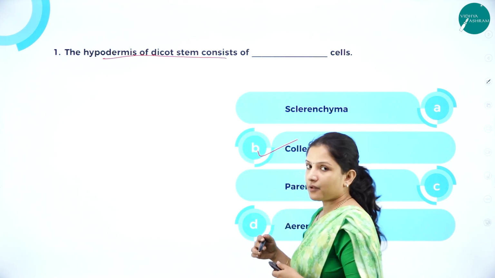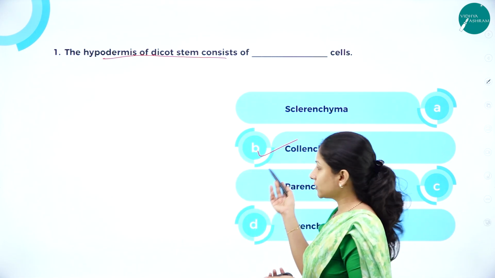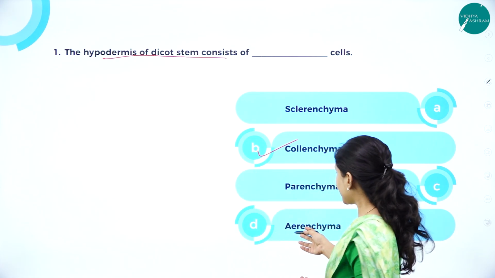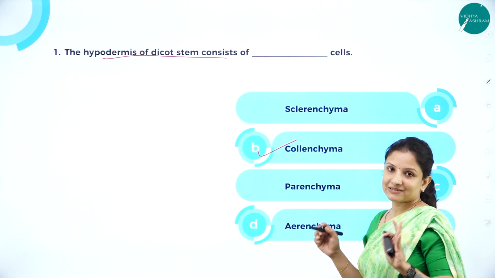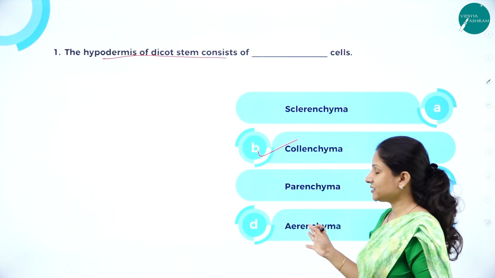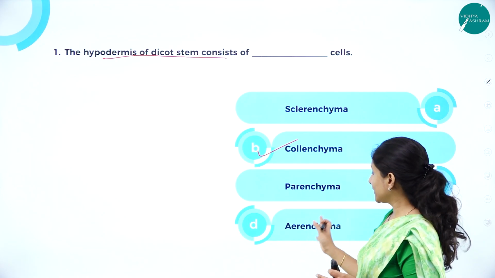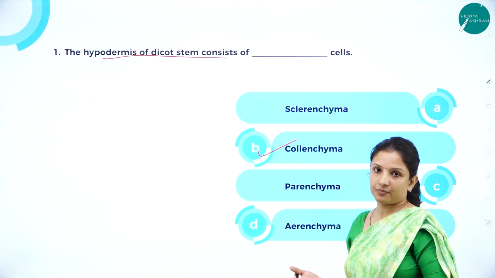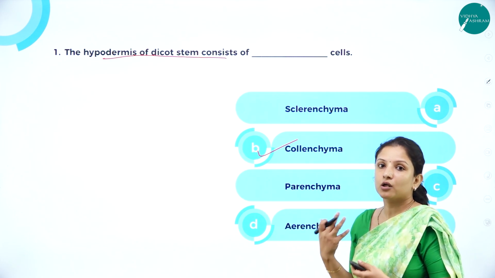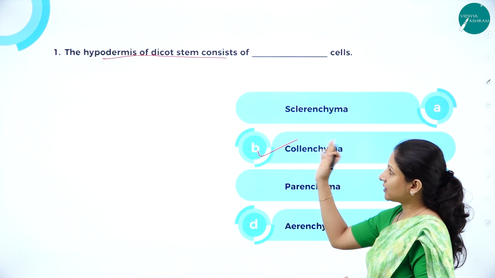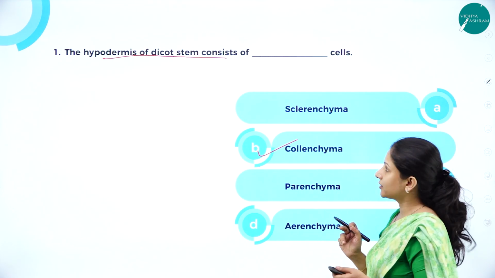Of course, parenchyma only, but what type of parenchyma? It is collenchyma. So the option that needs to be chosen here is option B. It's not aerenchyma. Those parenchyma cells which have large intercellular spaces or air cavities, we call them aerenchyma. And that you usually find in hydrophytic plants, the plants living in water like lotus and all that. So option D can be eliminated. The right answer for this is option B, collenchyma.